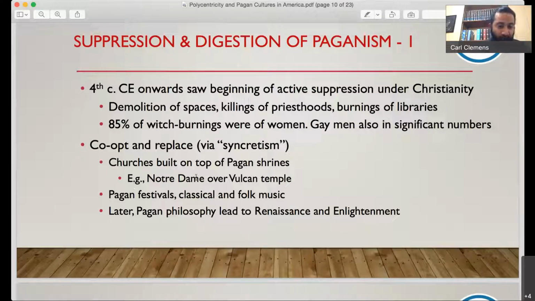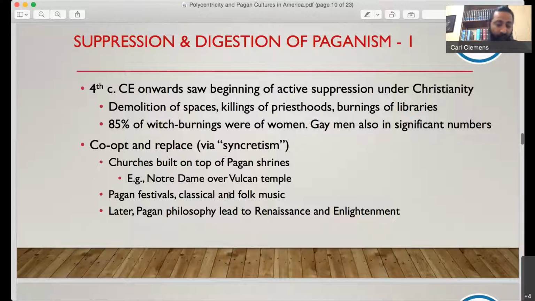A famous example, of course, would be Notre Dame, which was in the news a couple of years ago when it caught fire and succumbed to the flames. It was built over a temple. It was built over a Vulcan temple, a pagan temple. And Vulcan, ironically, is the god of fire. So that's a bit of poetic irony over there.